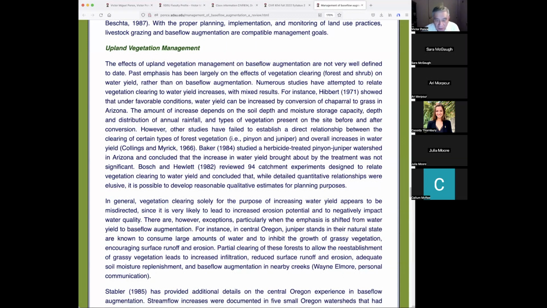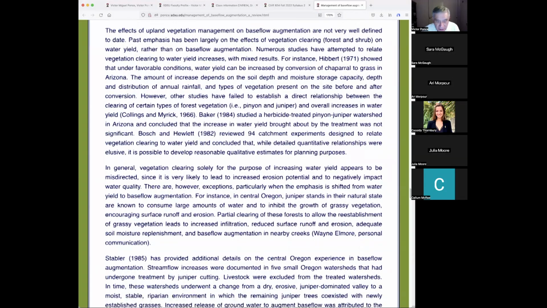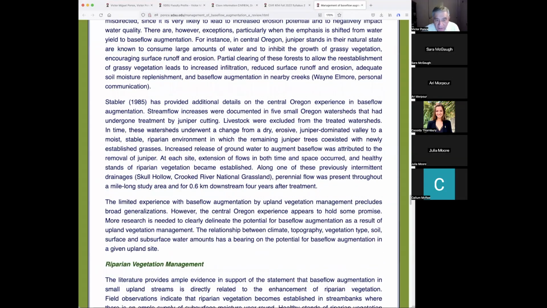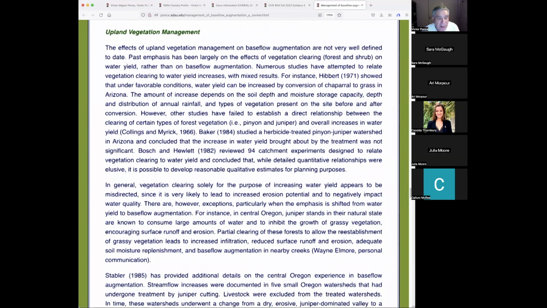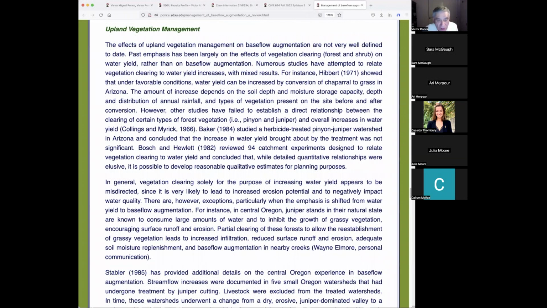There's a study by Hewlett, by the way. It's out here somewhere. There's a study by Hewlett and his associates that precisely talks about that. Right. Bosch and Hewlett, 1982, reviewed 94 catchment experiments designed to relate vegetation clearing to water yield and concluded that while detailed quantitative relations were elusive, it is possible to develop reasonable quantities for planning purposes, meaning they didn't solve the problem. They just said, we can't correlate this stuff. And that's exactly what has happened elsewhere, by the way.